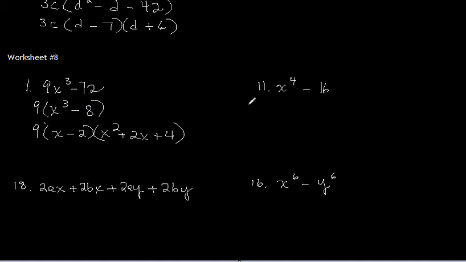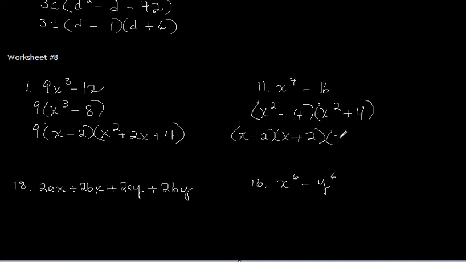Here's another one. This one there's nothing you can take out. It's a difference of two squares. So we're going to get x squared minus 4, x squared plus 4, and this is the difference of two squares again, x minus 2, x plus 2, x squared plus 4. And that's it. Okay, grouping problems.